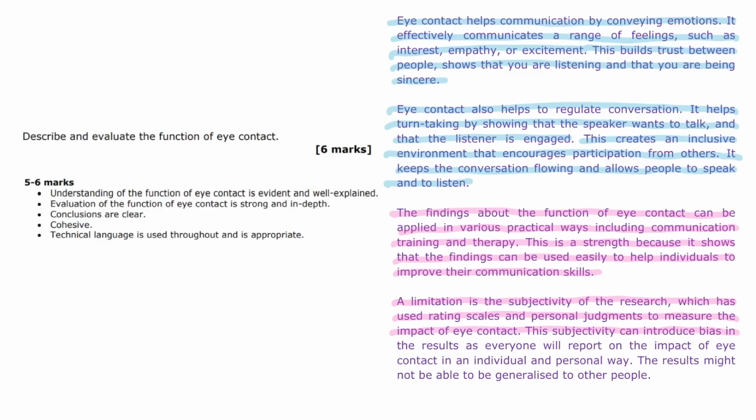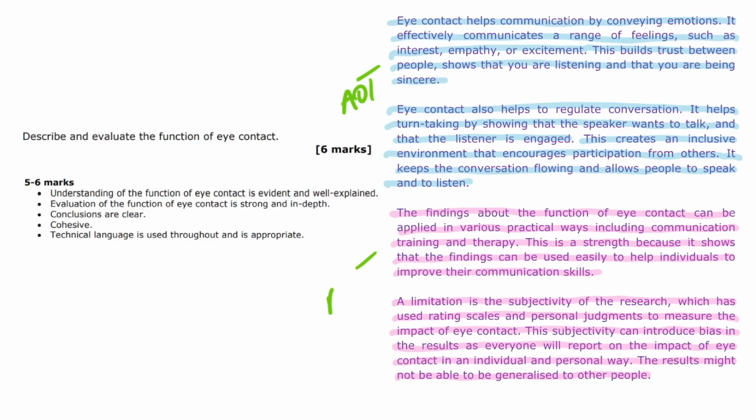This subjectivity can introduce bias in the results, as everyone will report on the impact of eye contact in an individual and personal way. The results may not be able to be generalised to other people. The response is a good answer to the question, as it follows a clear and structured format, first describing the function of eye contact and then evaluating it.